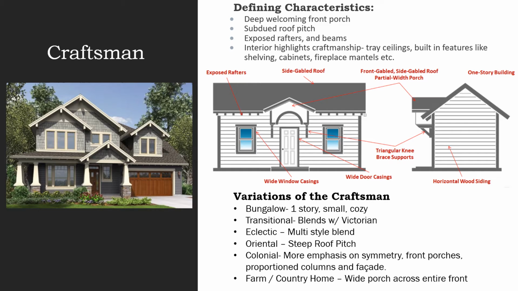There's lots of different variations of the Craftsman, especially nowadays. If you see a bungalow, that's typically a one-story home, smaller, cozier. Transitional blends the traits of a Craftsman with Victorian. Eclectic Craftsman would have multi-styles included in it. The Oriental Craftsman has a very steep roof pitch, and Colonial has more emphasis on symmetry, front porches, and proportioned columns and facade. Then, of course, there's the farm/country home, which has super wide porches across the entire front, and a lot of times wrap around as well.